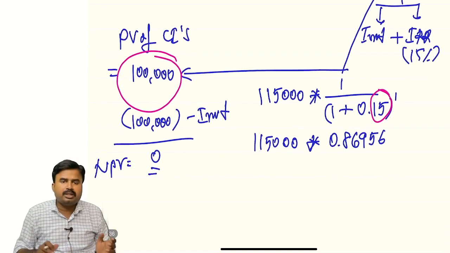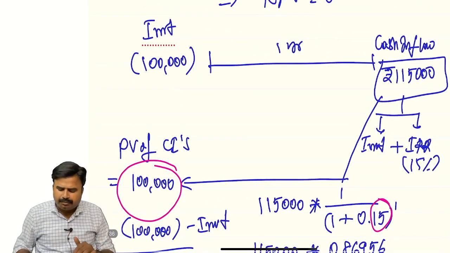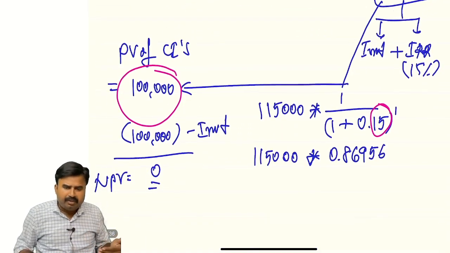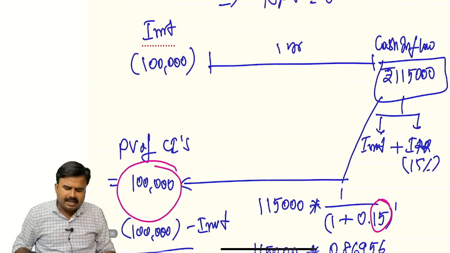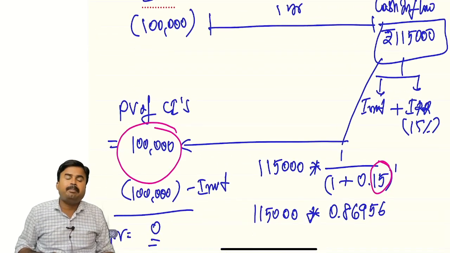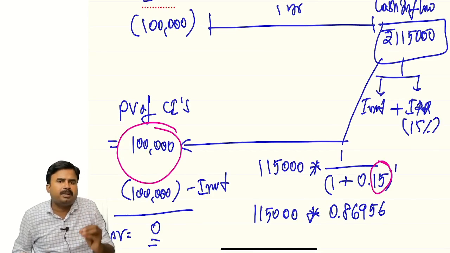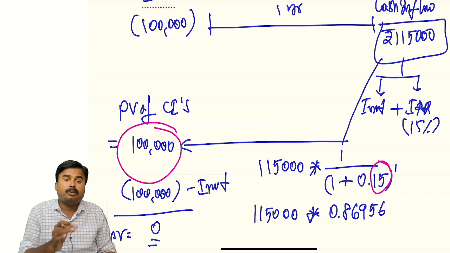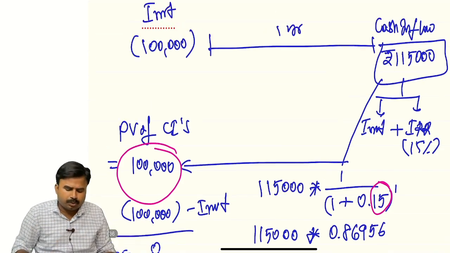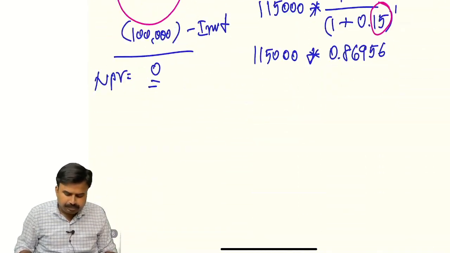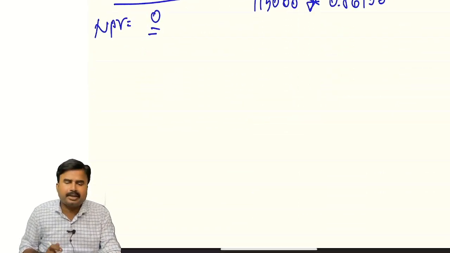So have you observed one thing? By discounting the future cash inflow at IRR rate, I got my NPV which is equal to 0. So I can say that IRR is the discount rate at which NPV is equal to 0, because IRR is a profit percentage. If you remove profit percentage from the future cash inflow, remaining portion must represent my initial investment. That's why at that rate my NPV should be equal to 0. This is regarding the conceptual explanation of IRR.